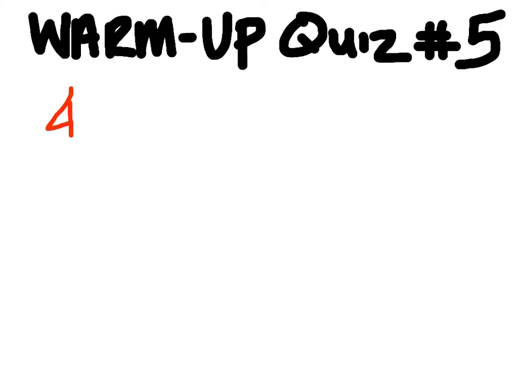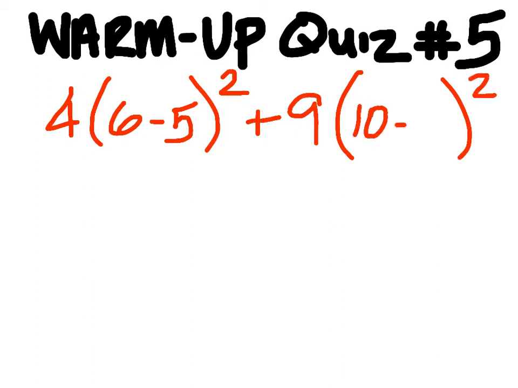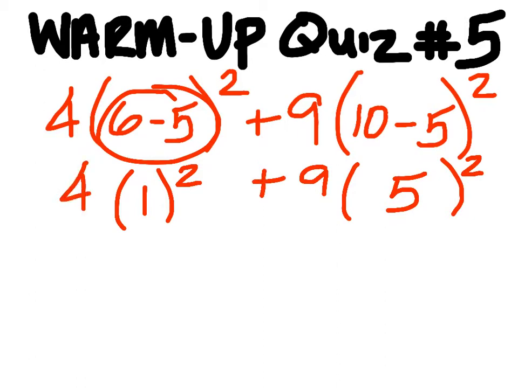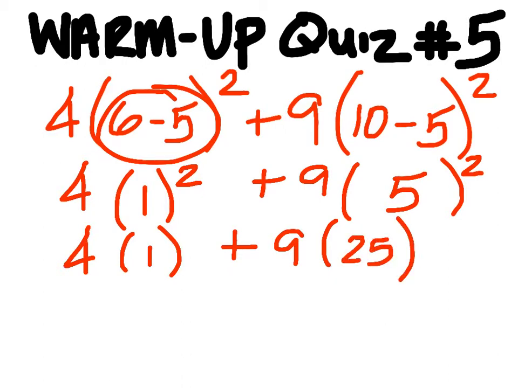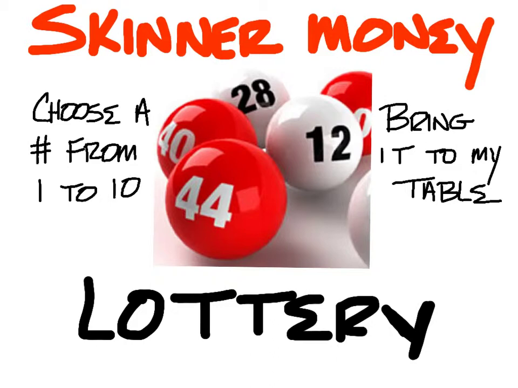Number 5. 4 times the quantity squared of 6 minus 5 plus 9 times the quantity squared of 10 minus 5. Okay, you have to do 6 minus 5 to get a 1 and 10 minus 5 to get a 5. Everything else stays the same. And then go back and get a 1 and a 25. So that's 4 plus 225. Should be 229.